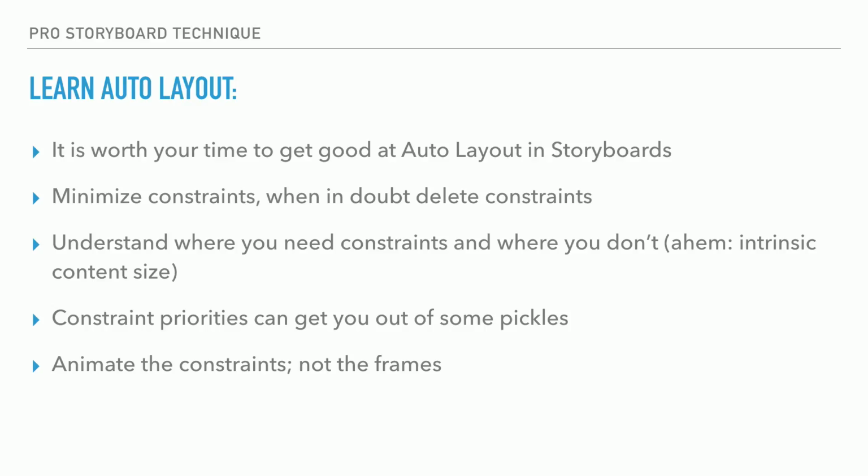Understand where you need constraints and where you don't. So be sure to understand intrinsic content size. If you don't know what it means, go look it up and research it. That's very helpful. And then constraint priorities can sometimes get you out of pickles or situations that are kind of tricky. Last but not least, get the mindset of animating the constraints, not the frames. So if I see any frame code, I'll rip it out.